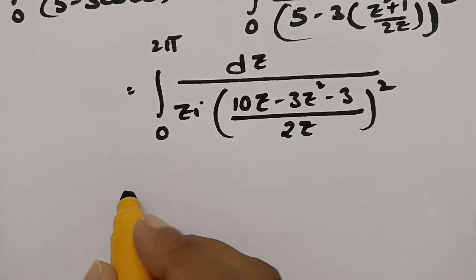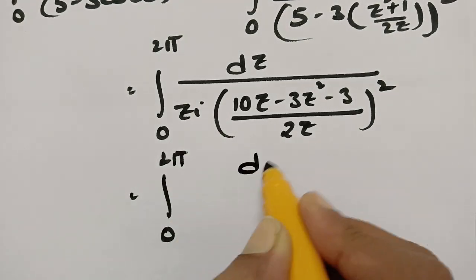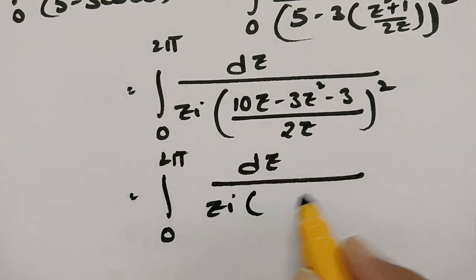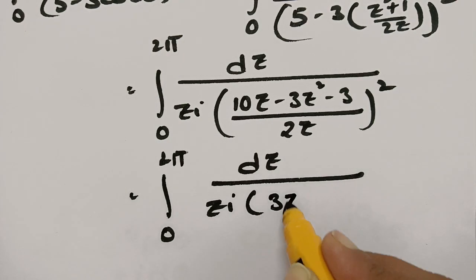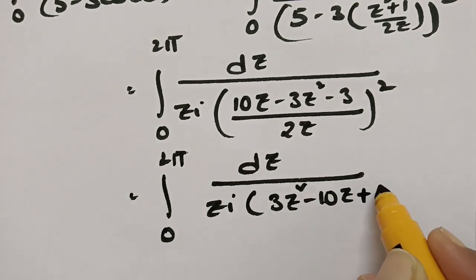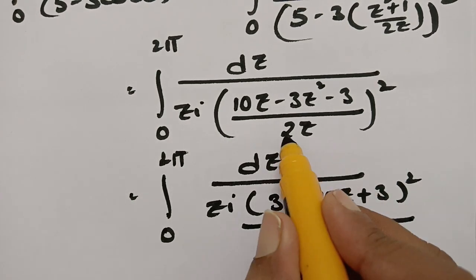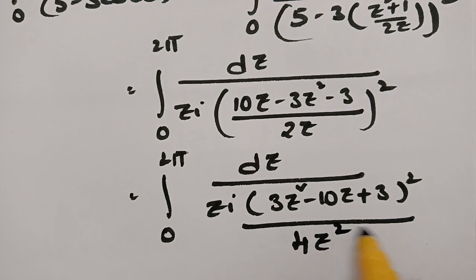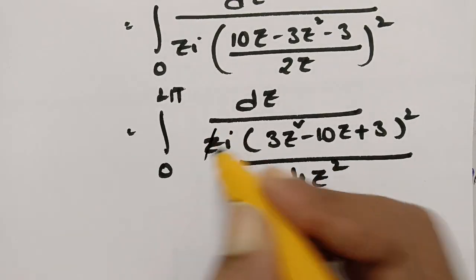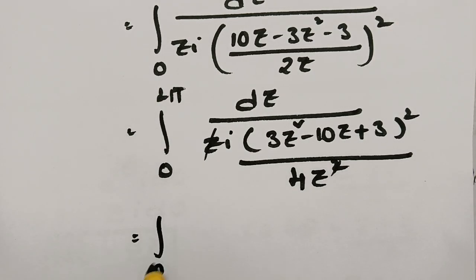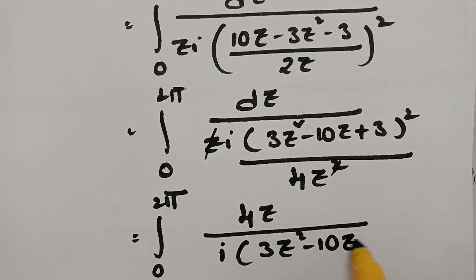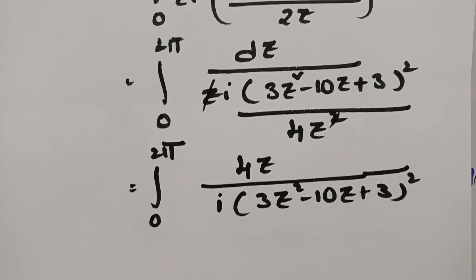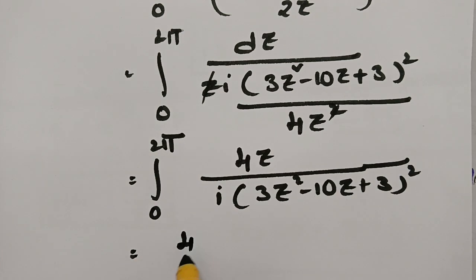In my next step, this is dz by zi into, if I take minus common, minus square is again positive, so this will be (3z square minus 10z plus 3) whole square by, here the square of 2 is 4, and this is z square. Now I can cancel one z and send it to the numerator. This will be 4z by i times (3z square minus 10z plus 3) whole square.